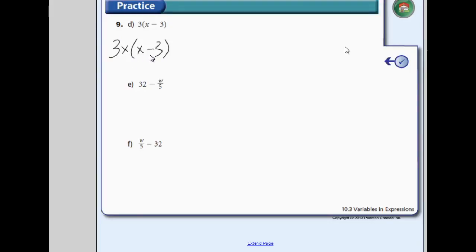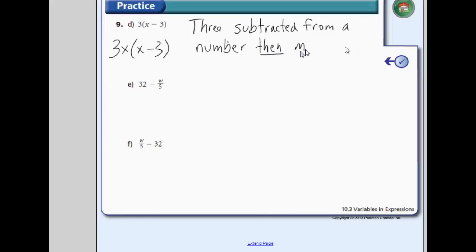Let's write it in the tricky way. 3 subtracted from x, which would be a number. 3 subtracted from a number, then multiplied by 3.